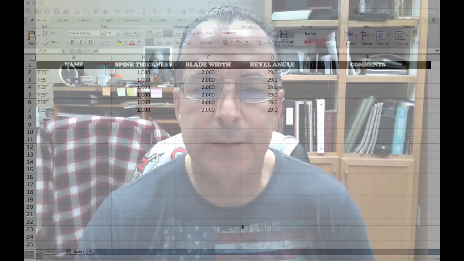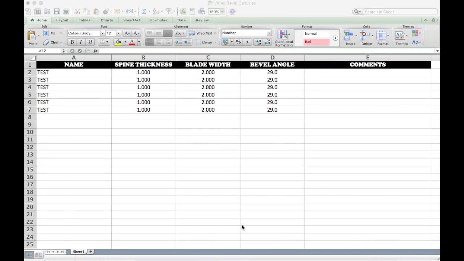So those are the two measurements that you need to calculate bevel angle on the razor. All right, so let me go to the spreadsheet, and I'll show you how that works. This is my Excel spreadsheet for calculating bevel angle. It's real simple. I kind of made it up the way that I like it, with the names. And these two things, spine thickness and blade width, you enter those, and it automatically calculates your bevel angle.